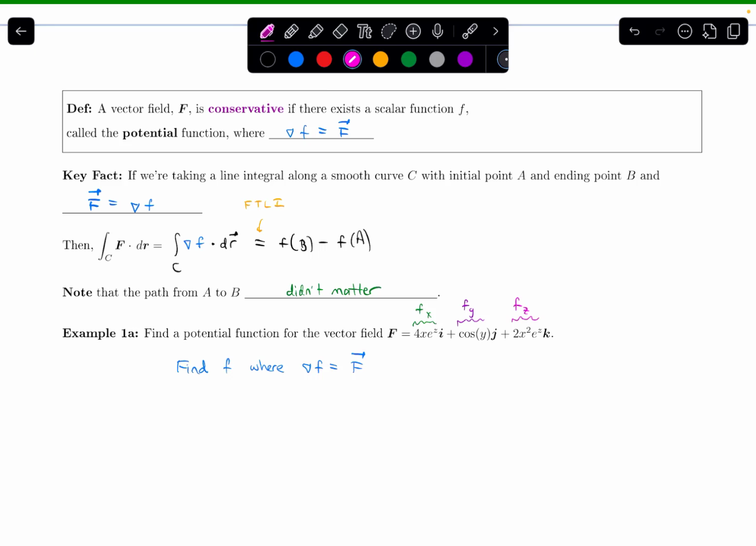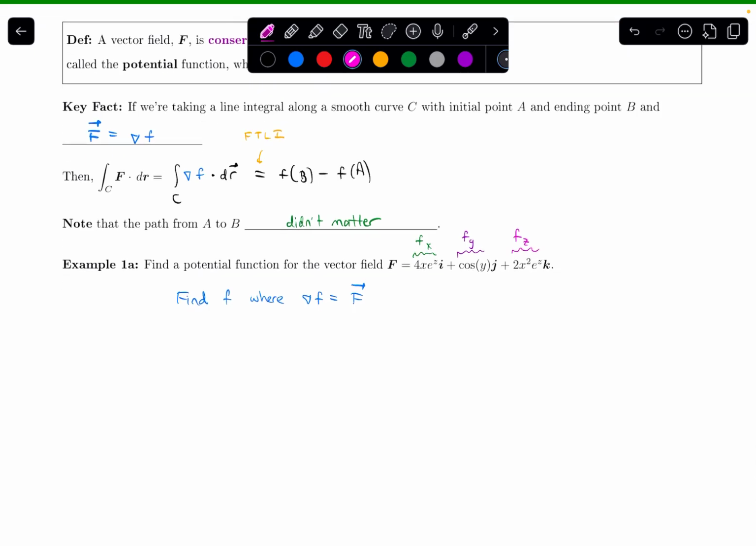So let's start to match up these things. I need f_x, the partial of f with respect to x, to be equal to 4x e to the z.